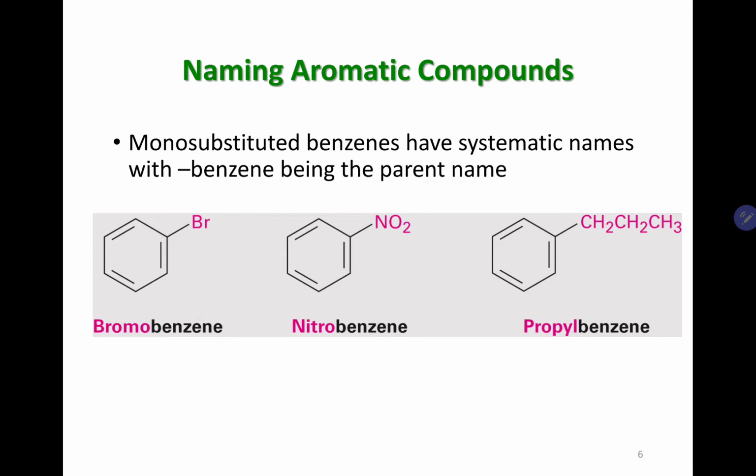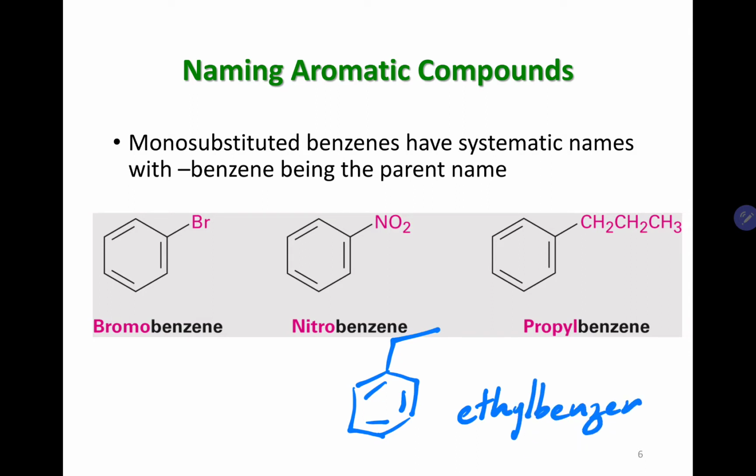So if you have an ethyl group attached to benzene, it will be ethylbenzene. But please remember, if you have a methyl group, that is different. If you only have a methyl group, that will be toluene, because it is a non-systematic compound name.